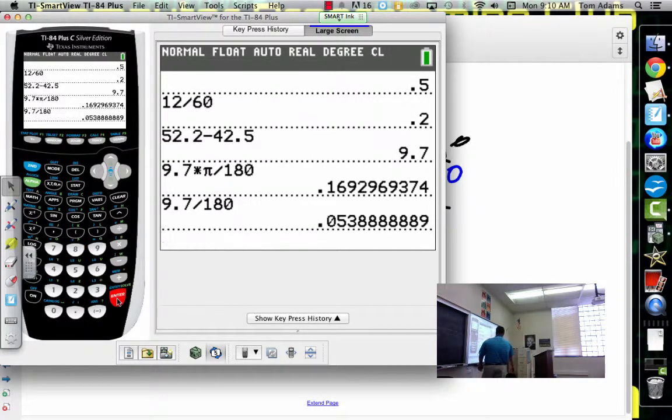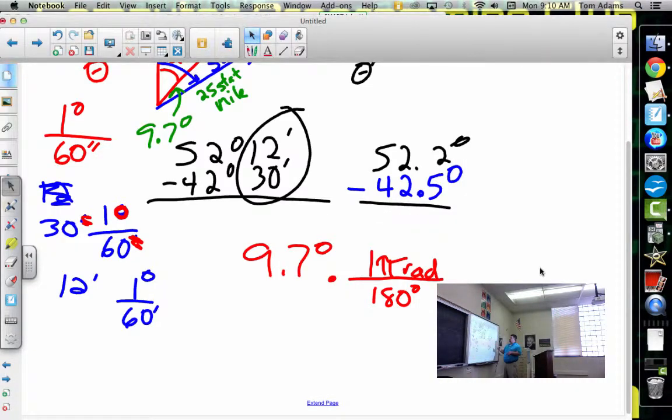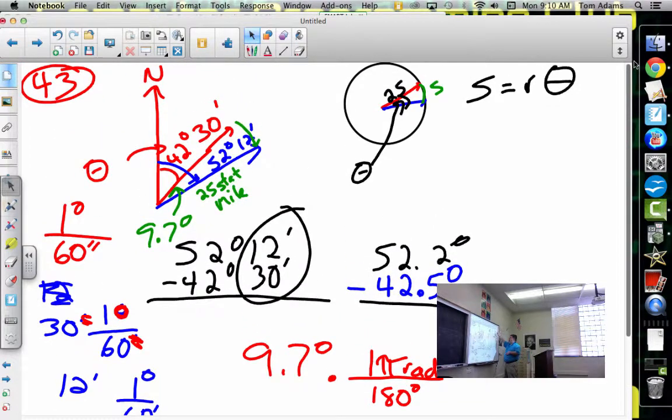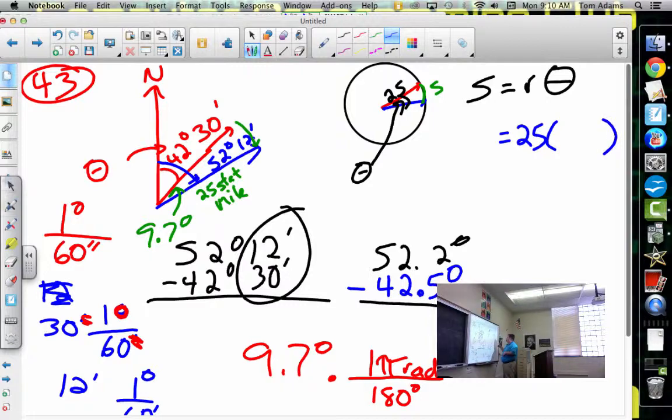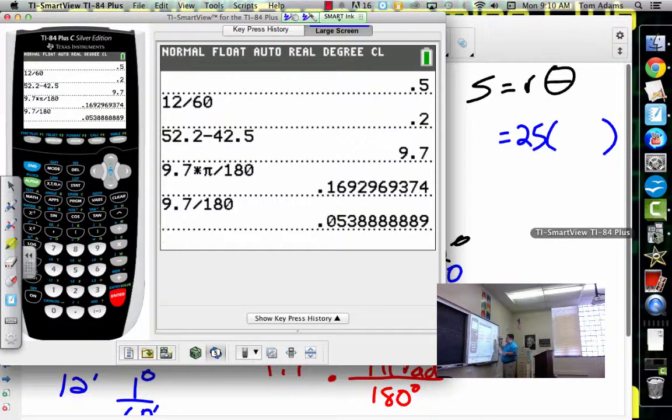Doesn't really help a whole lot. Well, what was my goal? My goal was to get the arc length. So I'm going to take 25 and multiply it by a radian measure. Now in this case, I'm going to leave it as a decimal, because it's not real nice and clean. 97, if I remember correctly, is a prime number. So there's no easy way to reduce 9.7 and 180. So we're going to get a decimal no matter what.